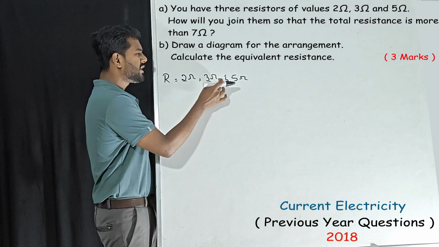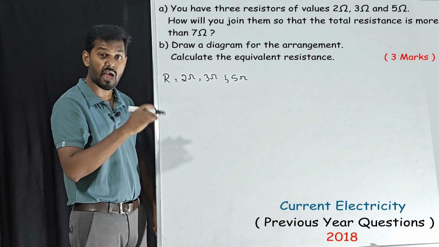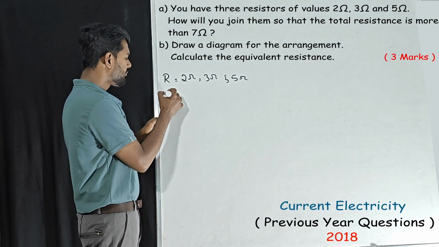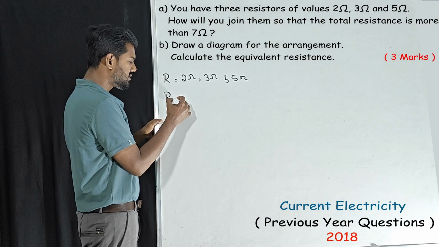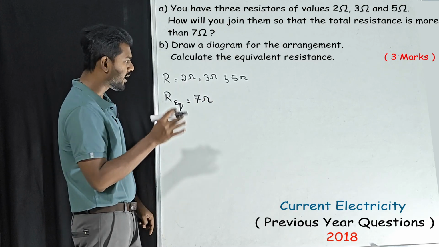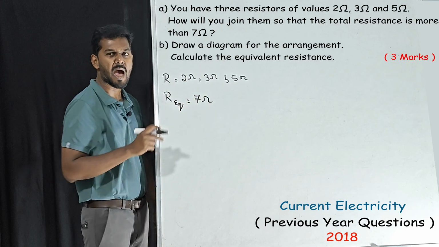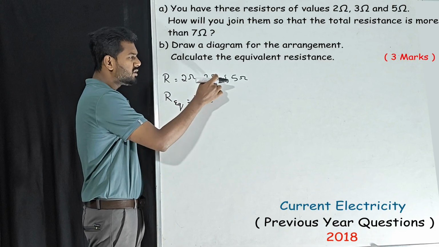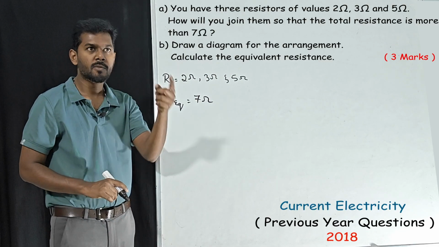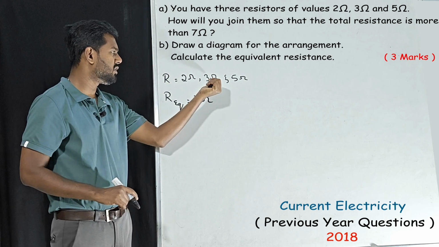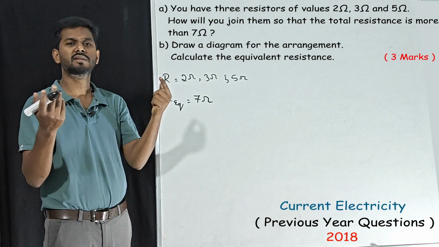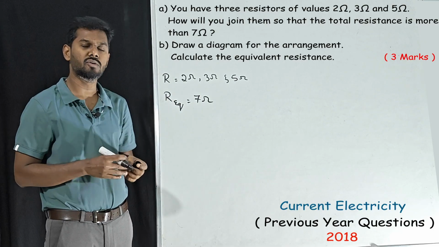Now listen, all these are connected in series. We have to connect in series to make the resistance value more than 7, so the final, equivalent resistance should be more than 7. If you connect any one in parallel or all three in parallel, then you are not going to get the answer, correct? So you have to think properly. If you add all three, you will get more than 7 when they are in series, correct? Like this you need to think.